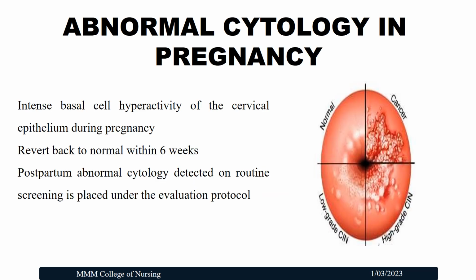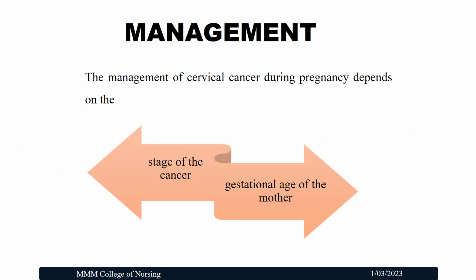Abnormal cytology in pregnancy. Intense basal cell hyperactivity of the cervical epithelium during pregnancy. You can see here like this, and it reverts back to normal within 6 weeks. Postpartum abnormal cytology detected on routine screening is placed under the evaluation protocol.